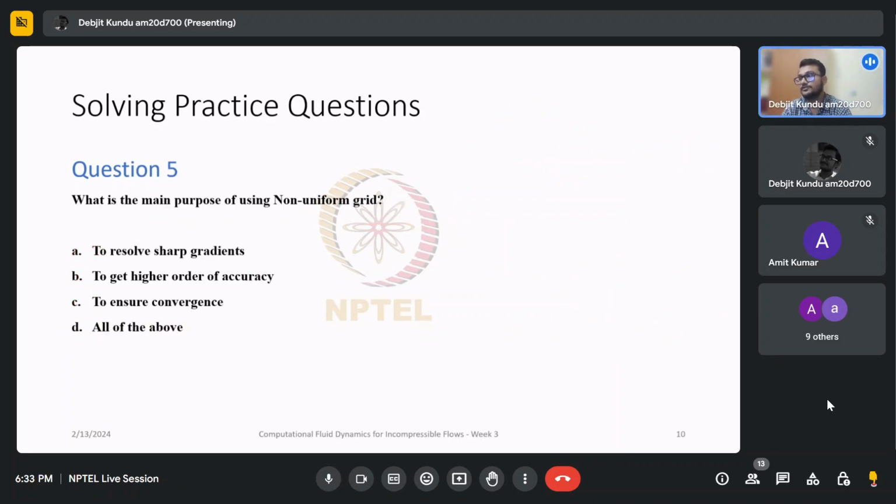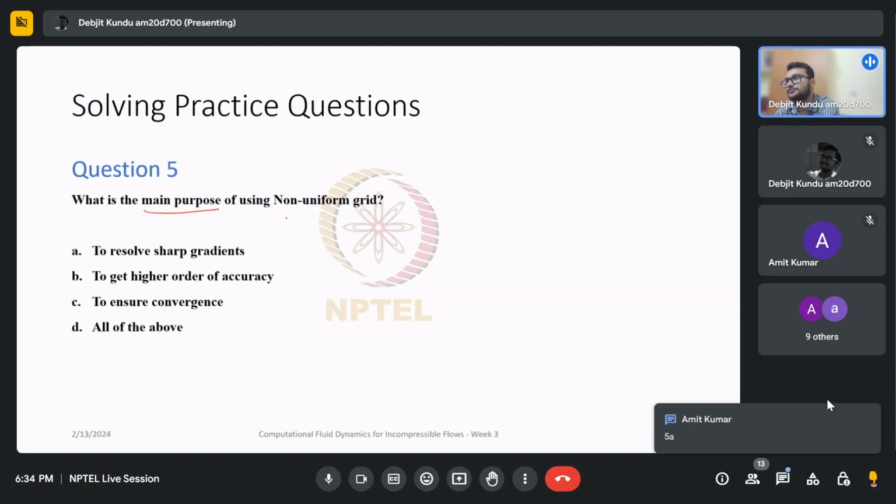We'll move on to question number 5, which is asking us what is the main purpose of using a non-uniform grid. So we know for a fact that we have to use non-uniform grids no matter what, but why do we use that? Is it option A, to resolve sharp gradients, option B, to get higher order of accuracy, option C, to ensure convergence, or is it option D, all of the above? Okay, so we have one quick response in favor of option D, that is all of the above.